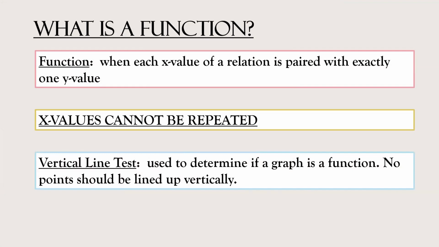On a graph, you can use the vertical line test, and we use that to determine if a graph is a function. So what we're looking for is to make sure no points are lined up vertically.